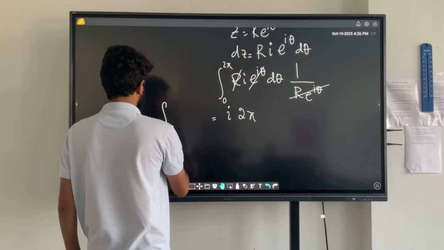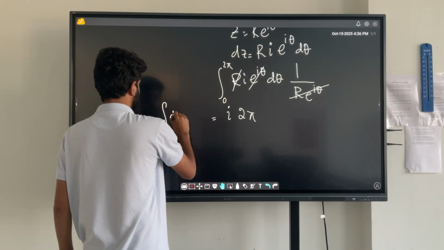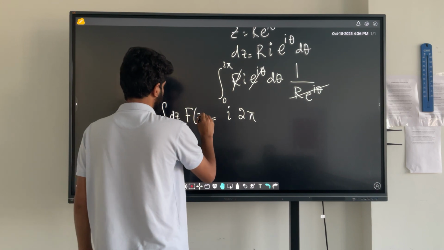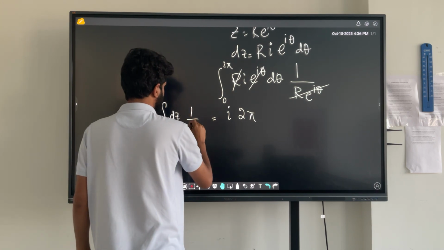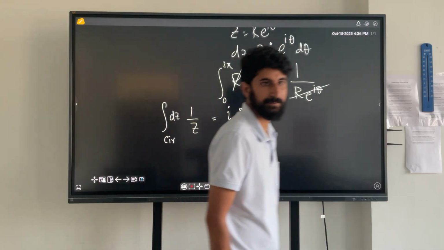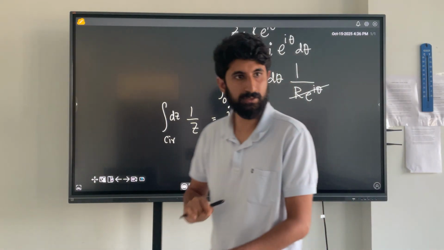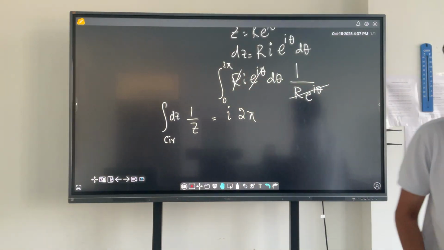So the integral over the circle of dz by z is 2π i. So I was able to integrate this function on a circle. Okay, and what do I get? 2π i.